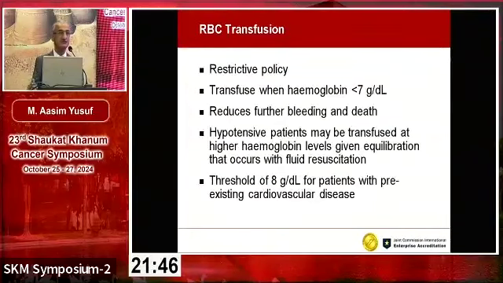In terms of transfusion, the guidelines, again, are quite prescriptive, and I think this is generally recognized for a number of years now, that a restrictive policy should be used. In general, we only recommend transfusion when the hemoglobin is less than 7, and this has been shown to reduce the risk of further bleeding and death. However, hypotensive patients may need to be transfused at slightly higher hemoglobin levels because once you've given them a lot of fluid, their hemoglobin will actually be lower than it first seemed. And patients with pre-existing heart disease should be transfused at a slightly higher threshold of 8 grams per deciliter.